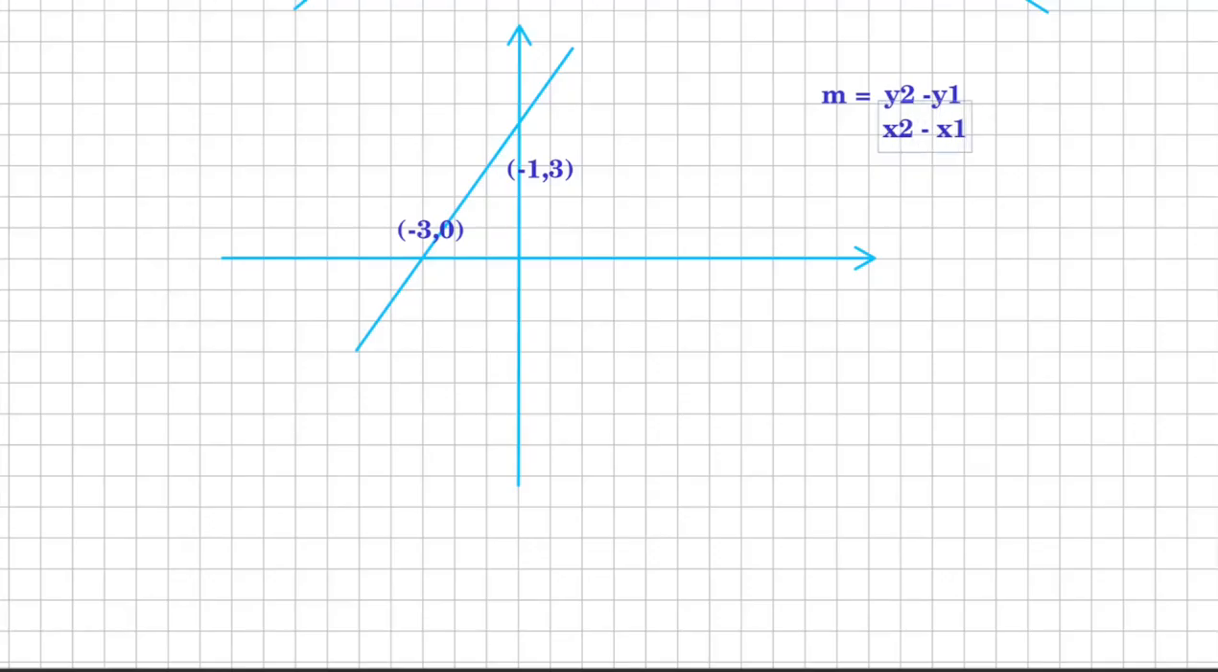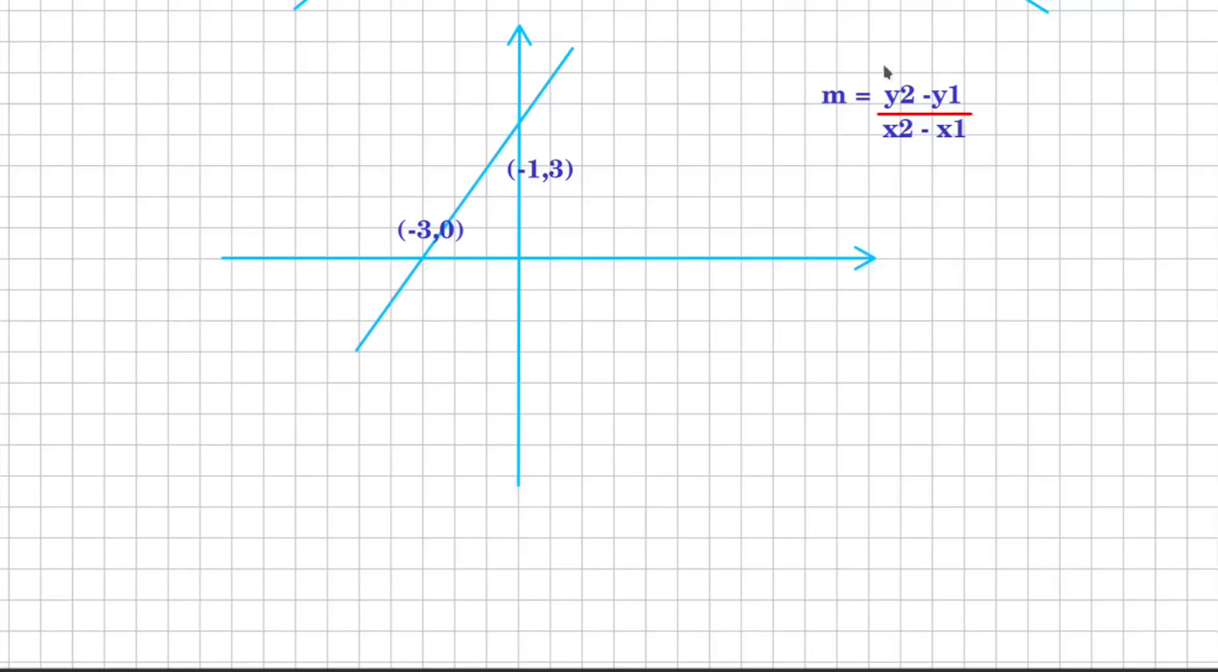Please don't mix stuff up here. Some people will have a gradient saying x2 minus x1 over y2 minus y1. So to avoid that confusion, always use your rise over run. You are rising along the vertical, so it must be y on top and then your x on the bottom.